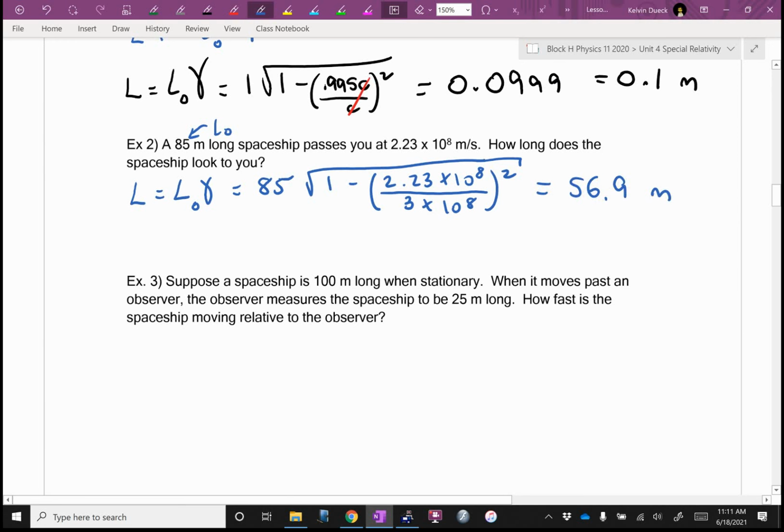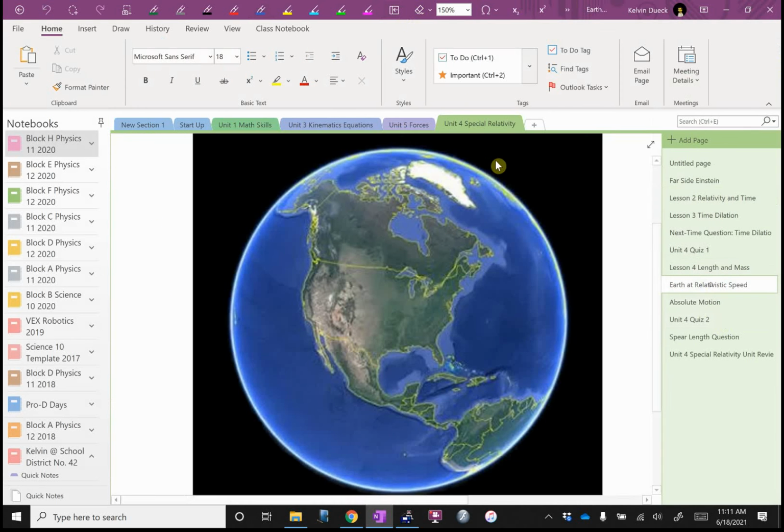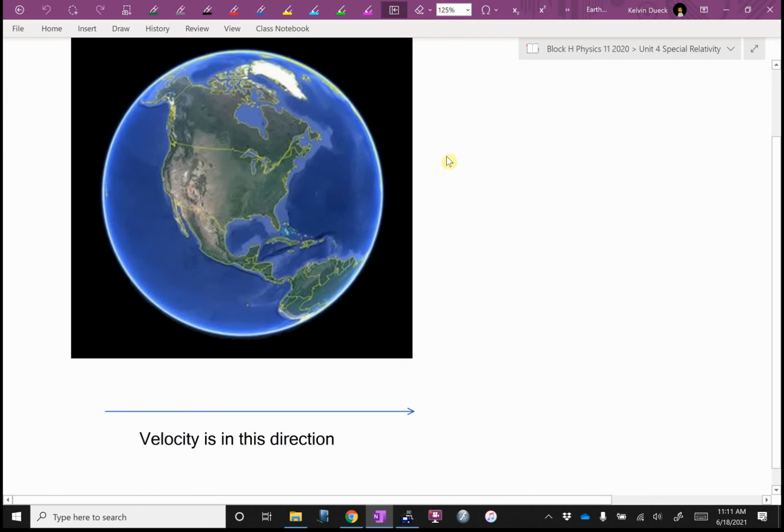So, for example, if the meter stick was me, and I was moving past the meter stick with a speed of 99.5% of the speed of light, would I look smaller?